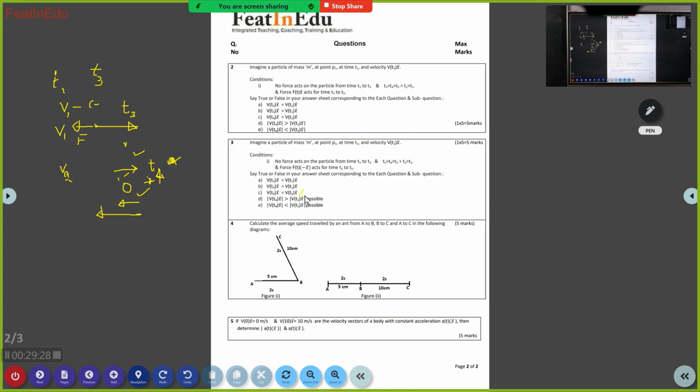Why did you write true? Sir, imagine this. Correct, you imagined it like this. VT4 is less than VT2. Possible.